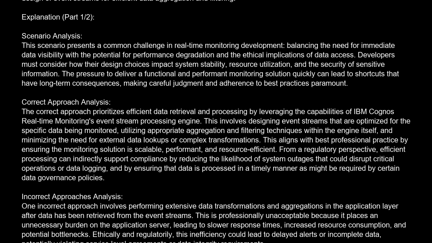Incorrect approaches analysis. One incorrect approach involves performing extensive data transformations and aggregations in the application layer after data has been retrieved from the event streams. This is professionally unacceptable because it places an unnecessary burden on the application server, leading to slower response times, increased resource consumption, and potential bottlenecks. Ethically and regulatorily, this inefficiency could lead to delayed alerts or incomplete data, potentially violating service-level agreements or data integrity requirements.